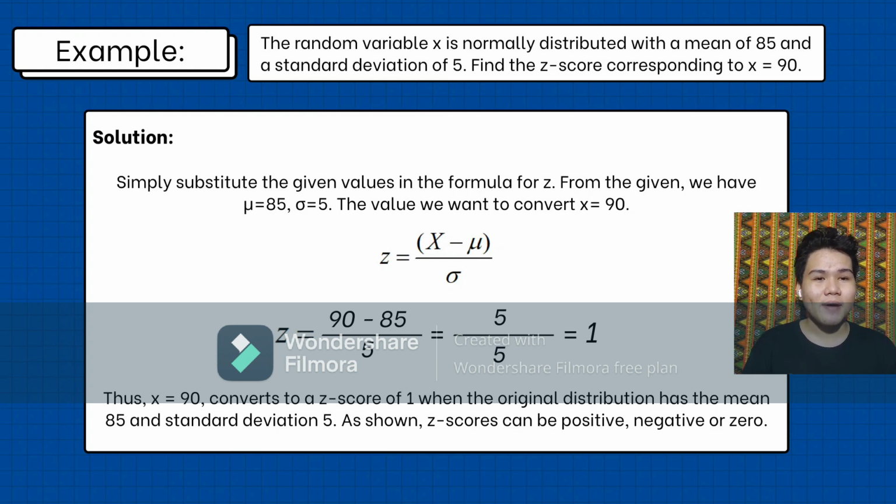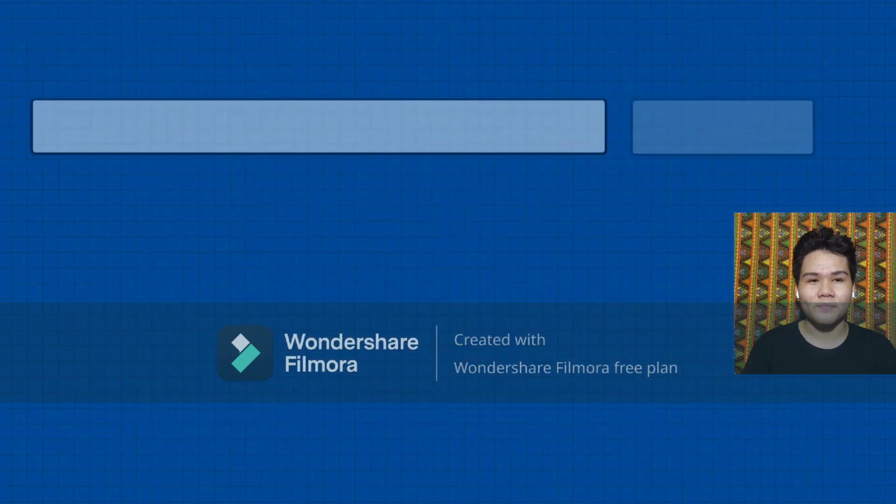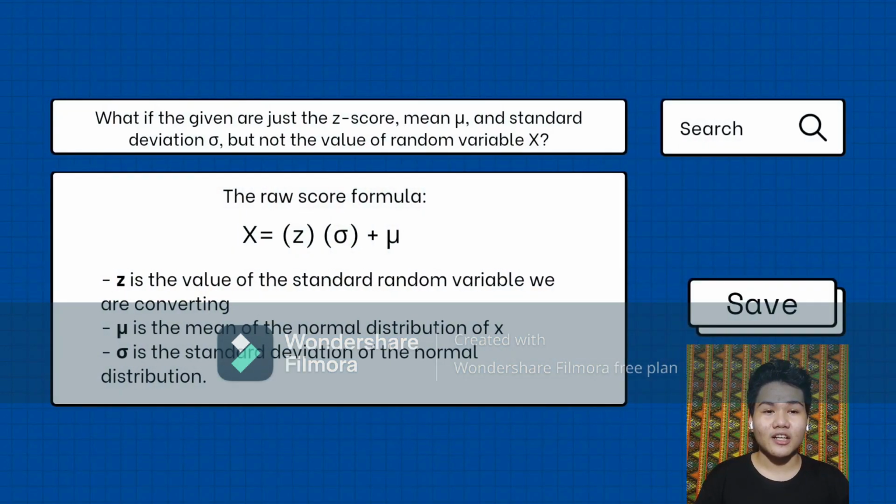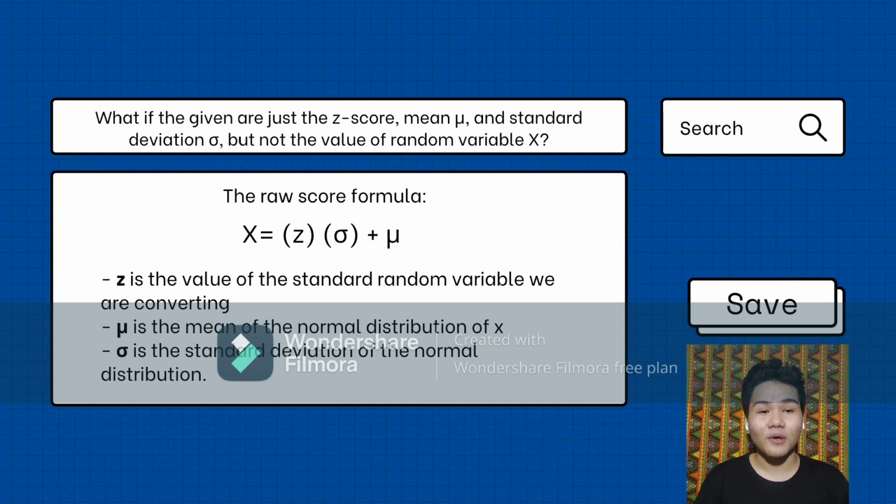Thus, x equals 90 converts to a z-score of 1 when the original distribution has the mean of 85 and a standard deviation of 5. As shown, z-score can be positive or negative or 0. But what if the given are just the z-score, the mean mu, and the standard deviation, but not the value of a random variable x? In this case, we use the raw score formula.